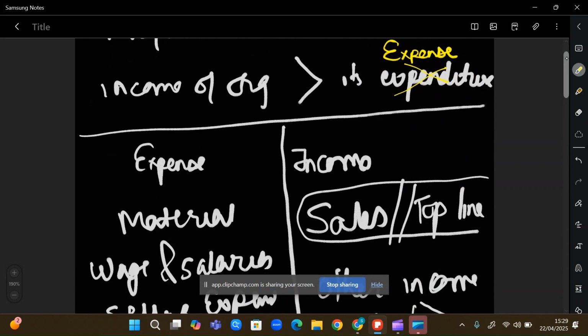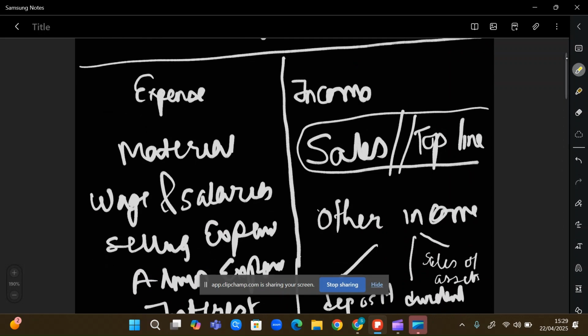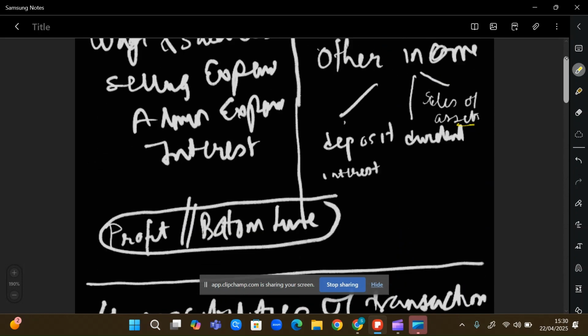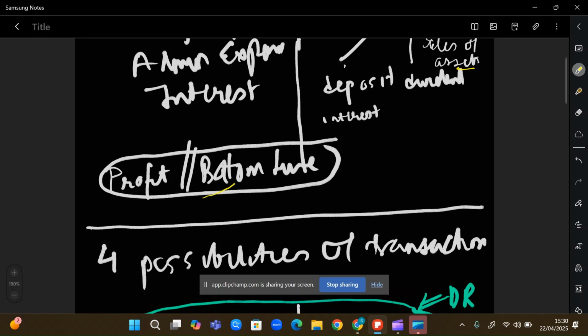So how does the P&L statement look? The profit and loss statement has, on one side, expense, that is cost of material, wages and salary, selling expense, administrative expense, and interest. On the other side is the income, which includes sales, which is called the top line, and other incomes such as interest earned on deposits, dividend received on investment, and profit from sale of certain assets. And profit is called the bottom line.